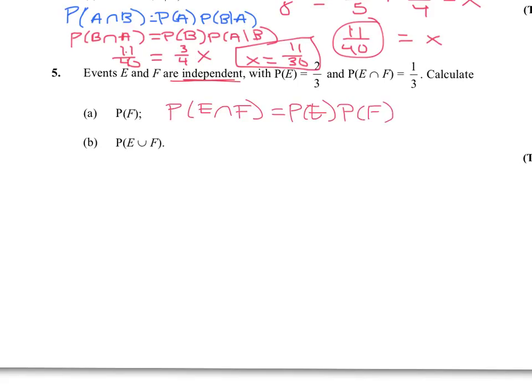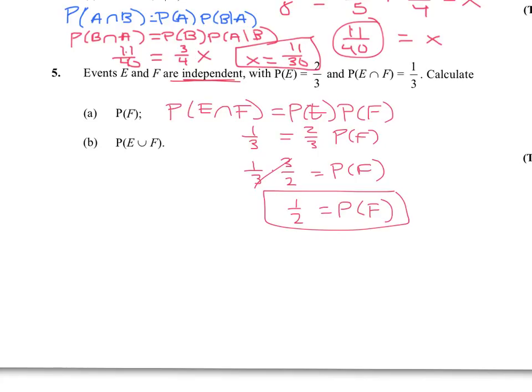Okay, so let's see if there's anything useful to plug in. The probability of E is 2/3. We're trying to find the probability of F, so we don't know that. And the probability of both is 1/3. So all I do is take my 1/3, divide by 2/3, or multiply by 3/2, right? The reciprocal. And so my 3's cancel, and I get my probability of F is 1/2.